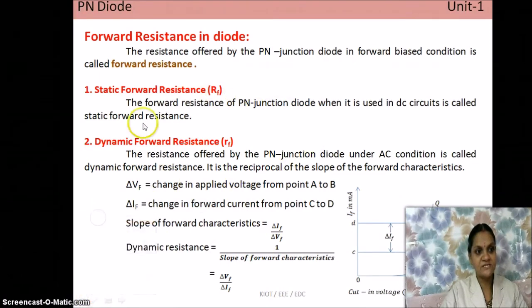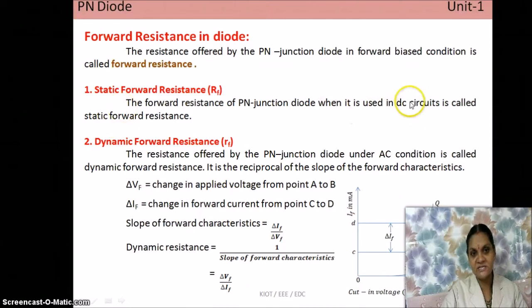Static forward resistance is represented by capital R suffix small f. It is the forward resistance in the PN junction when it is used under DC operation. That means when the diode is used in a DC circuit, the resistance offered by the diode is called static forward resistance. Right? Similarly, dynamic. Static in the sense it remains stationary. Dynamic in the sense it is varying with respect to time.